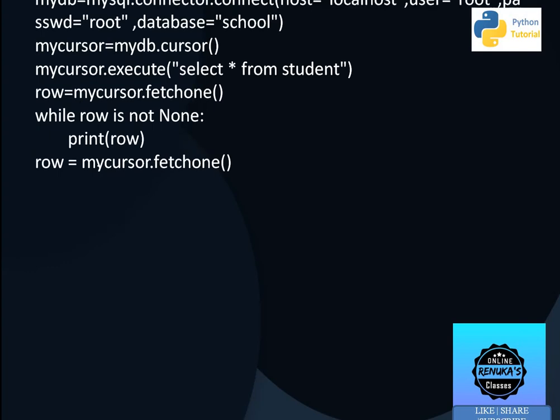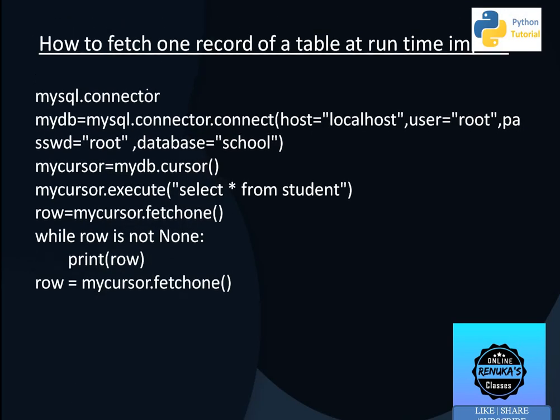If we want to print one record, then we can use fetchone. After connectivity, execute the same command and then my cursor dot fetchone. It will give one row at a time from the result set, and that is in row, and that row we can print while row is not None. If the row is not None, in that case it will be printed. And after that we can again call fetchone. So one by one it will fetch and print. It will continue in the loop.